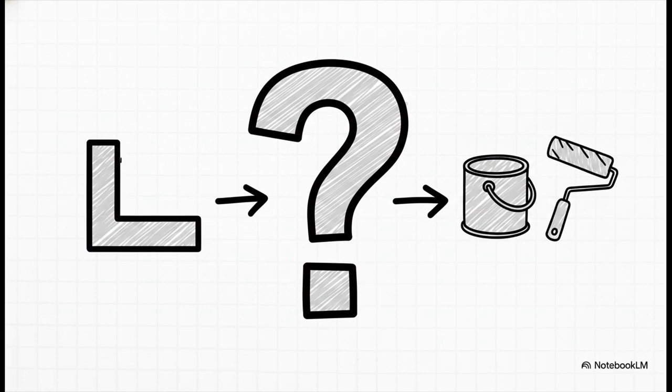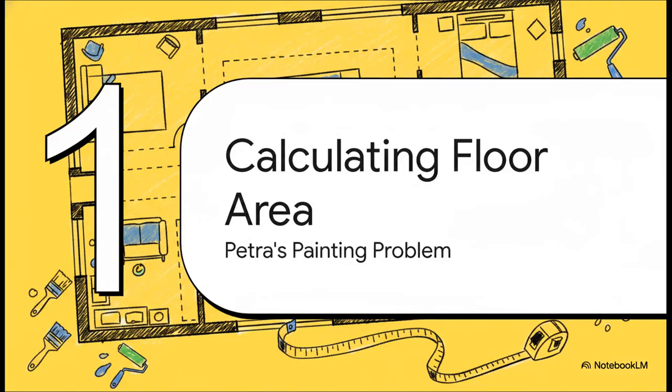First up, we need to figure out the total area of the floor. How big is it, exactly? And second, we need to calculate how much area Petra can cover with the paint she has. Once we've got those 2 numbers, we can just compare them and get our answer. Okay, let's dive right into part 1, calculating the area of this L-shaped floor.